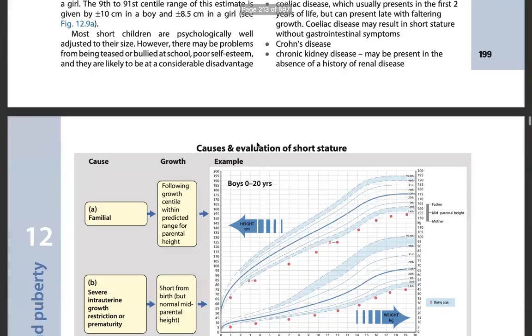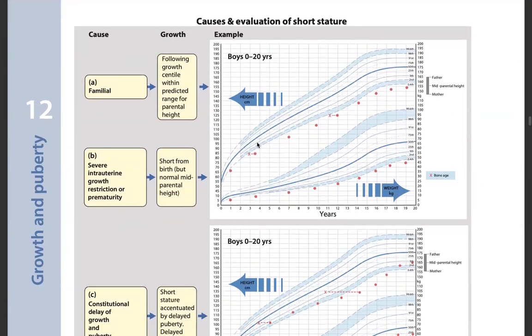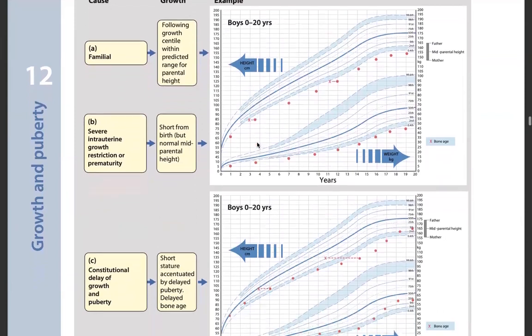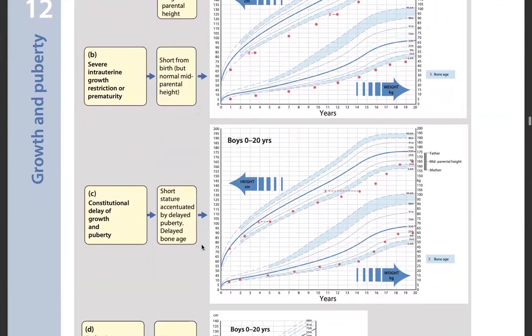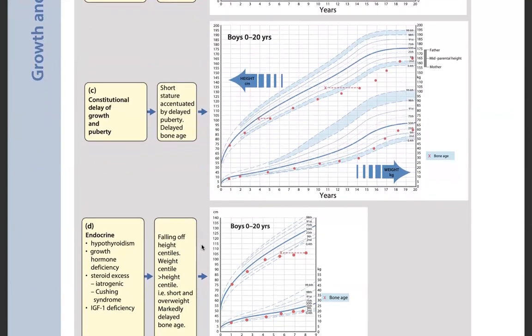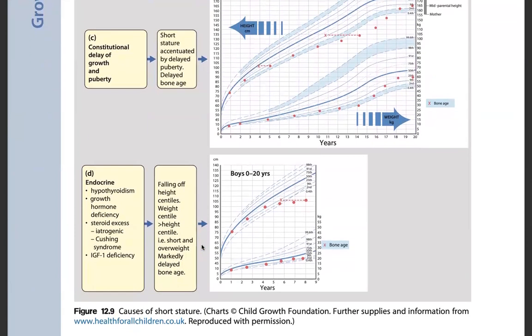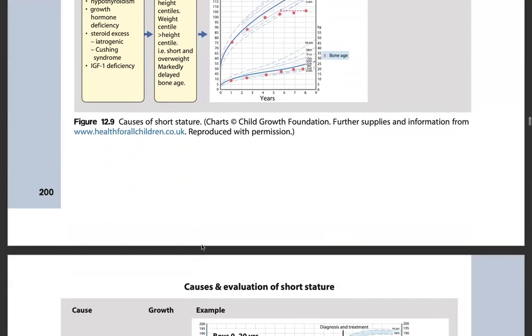Now, the causes and evaluation of short stature. Familial: following a growth centile within the predicted range for parental height. Severe intrauterine growth retardation or prematurity: short from birth, normal mid-parental height. Constitutional delay of growth and puberty: short stature accentuated by delayed puberty, delayed bone age. Endocrine: hypothyroidism, growth hormone deficiency, steroid axis, iatrogenic, Cushing syndrome, IGF-1 deficiency: falling of height centiles, weight centile more than height centile, short and overweight, markedly delayed bone age. These are the causes of short stature.